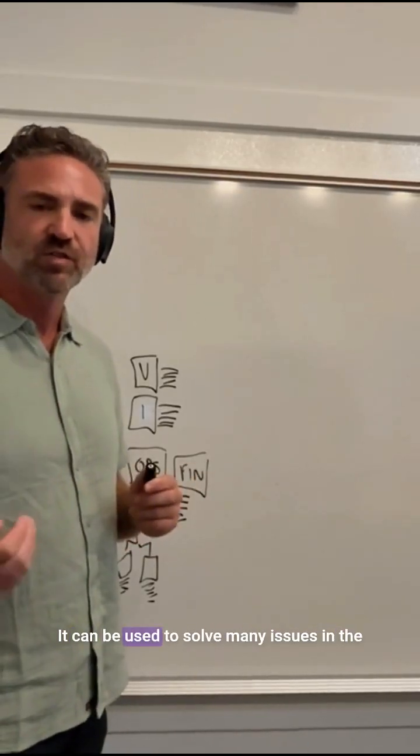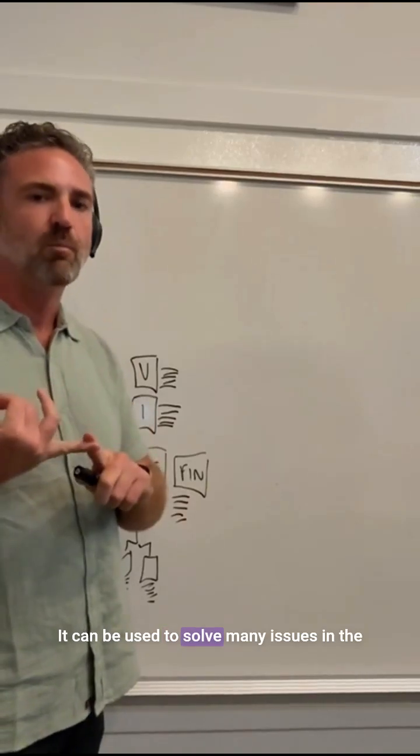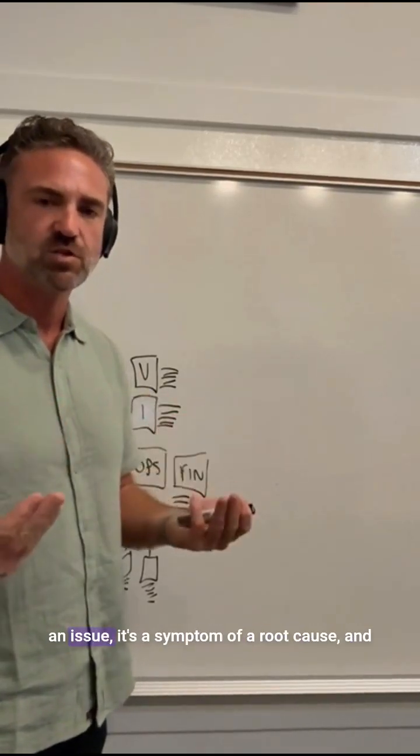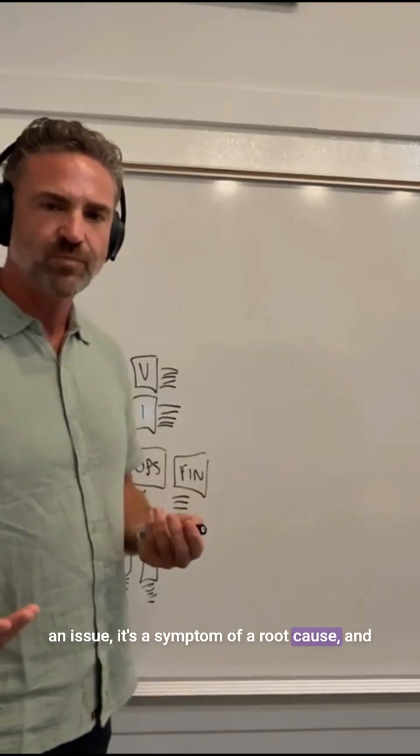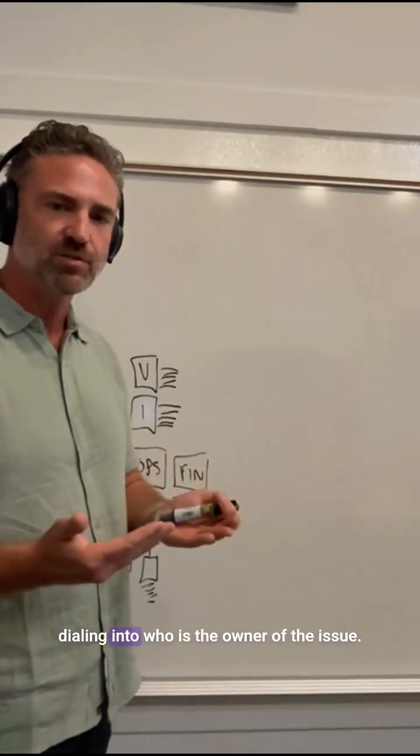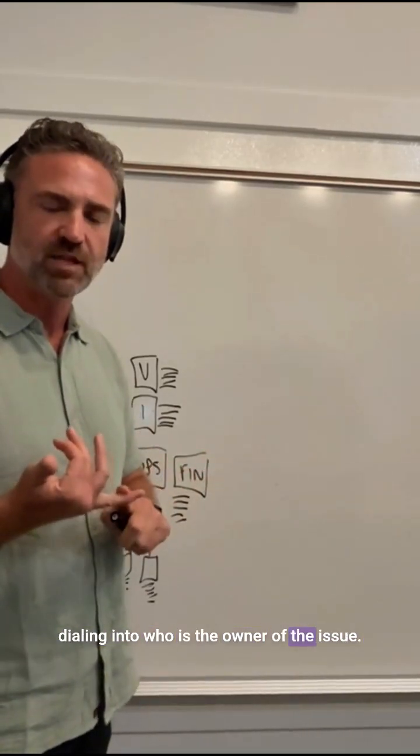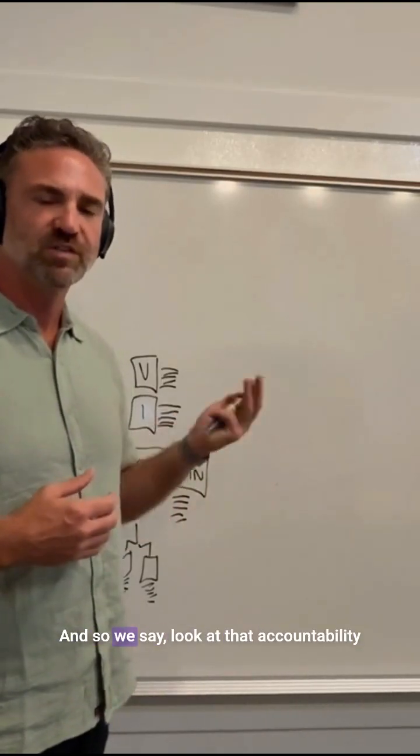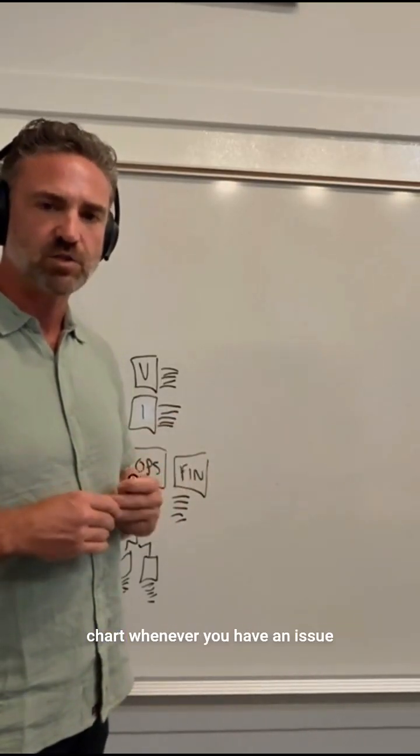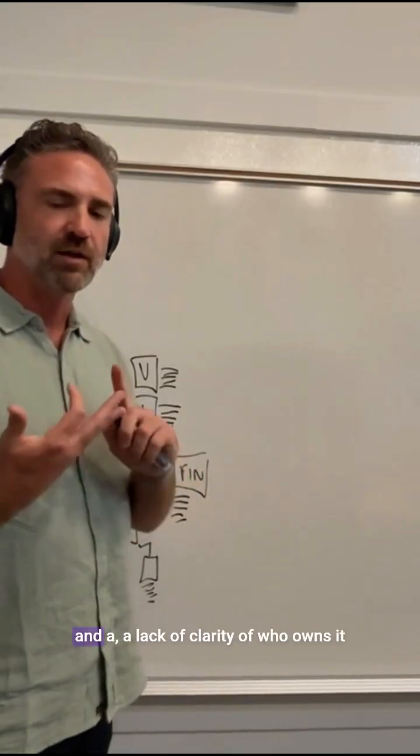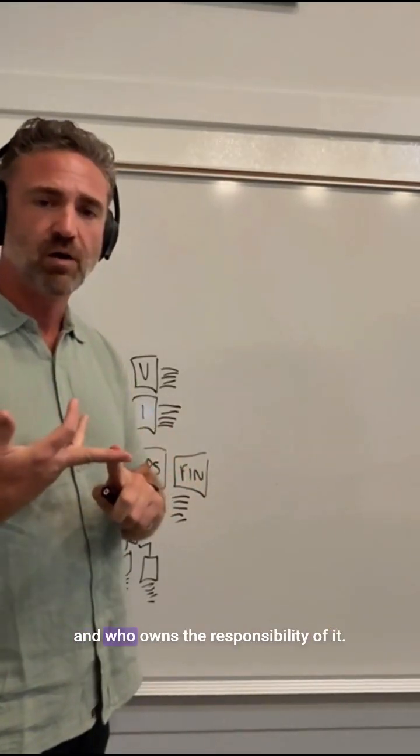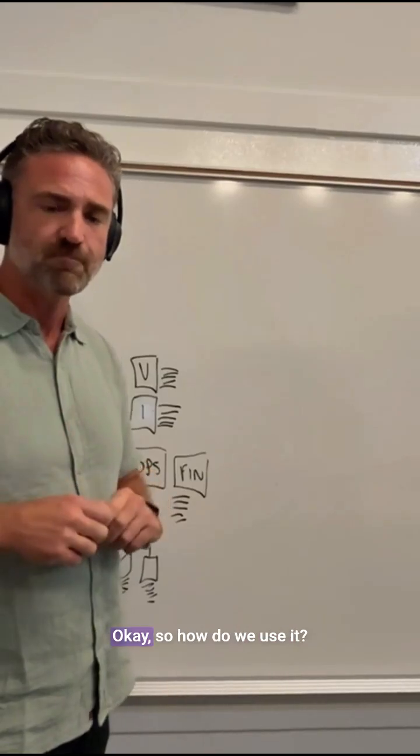It can be used to solve many issues in the organization, because typically if you have an issue, it's a symptom of a root cause, and dialing into who is the owner of the issue will typically solve that issue. And so we say, look at that accountability chart whenever you have an issue and a lack of clarity of who owns it and who owns the responsibility of it, okay?